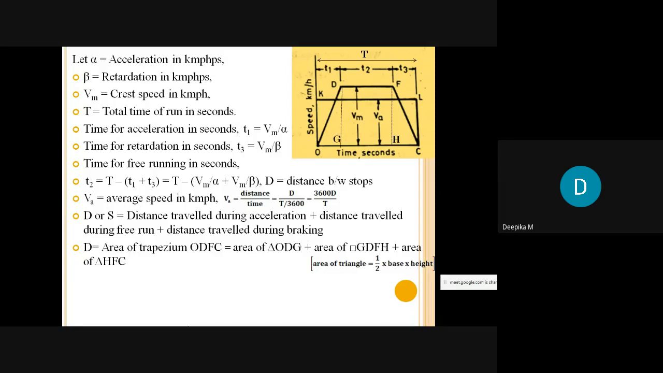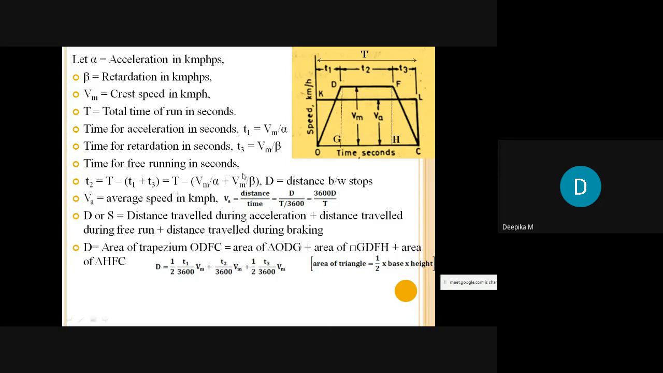So you know what the area of a triangle is? The area of a triangle is half into base into height. So I can use this formula for the calculation. You can see here, this is the area of triangle ODG.